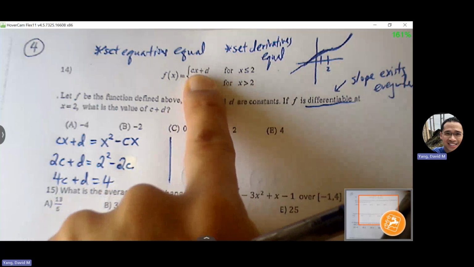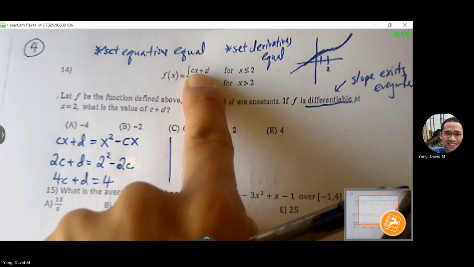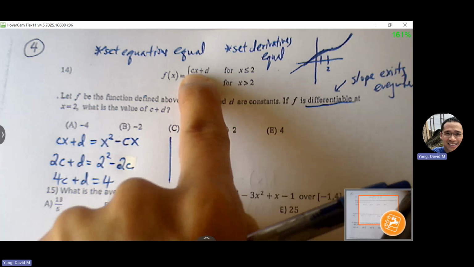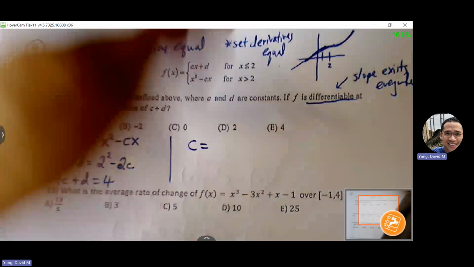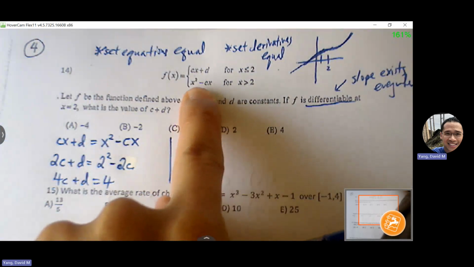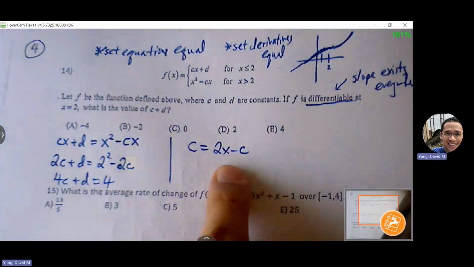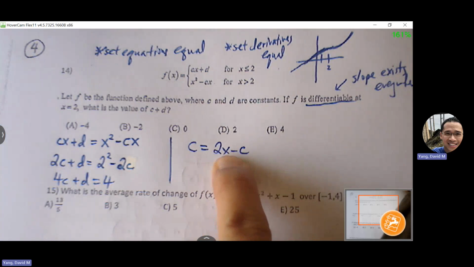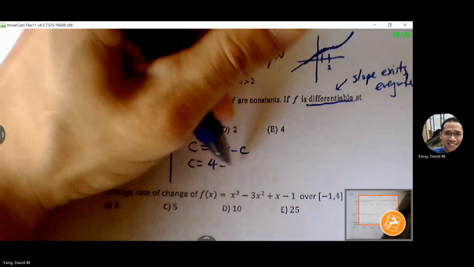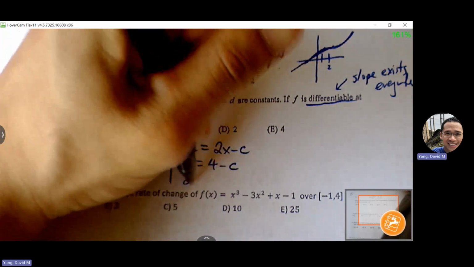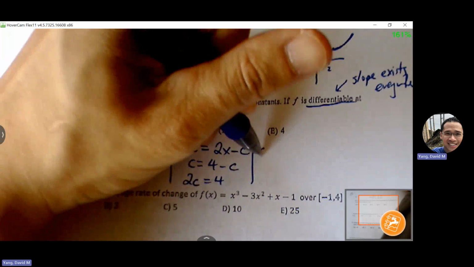So what's the derivative of cx plus d? Imagine this was 3x plus 4. Just c, yes. So c is equal to the derivative of x squared minus cx, which is 2x minus c. So this is a little bit easier. We can also replace x here with 2. So I get 2c is equal to 4. Solve for c, and c equals 2.